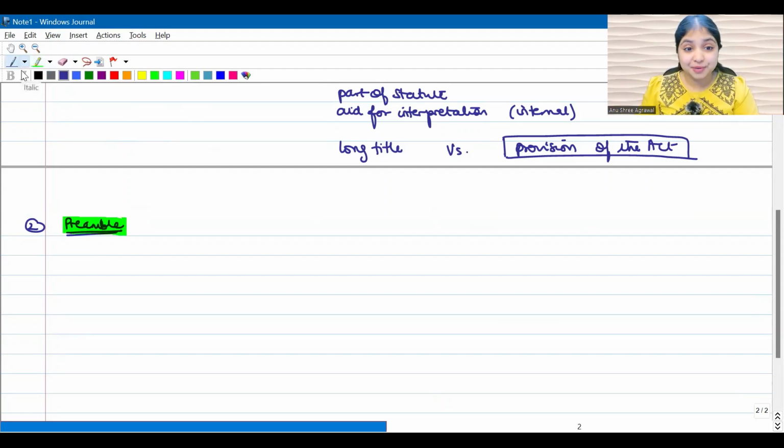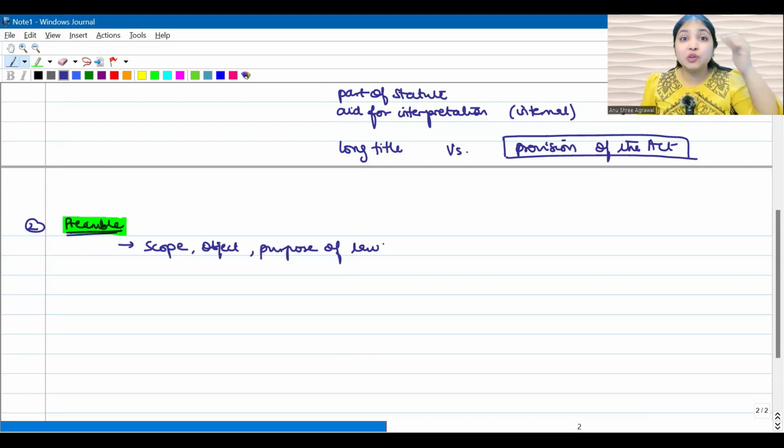What exactly is preamble? The preamble, remember the key words. The preamble expresses the scope, object, and purpose of the law, SOP. It expresses the scope, object, and purpose of the law. It tells us what is this law all about. We had learned the preambles of two laws. I had given you the preamble of Companies Act and NI Act.